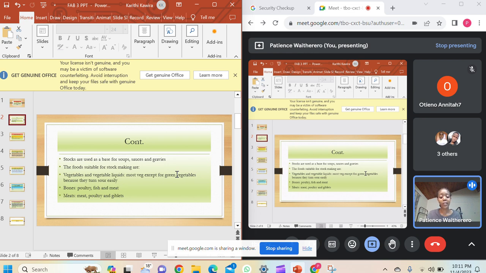I'm going to talk about the equipment that I use to prepare stocks. One of them is a conical strainer or chinois. A conical strainer is an equipment.